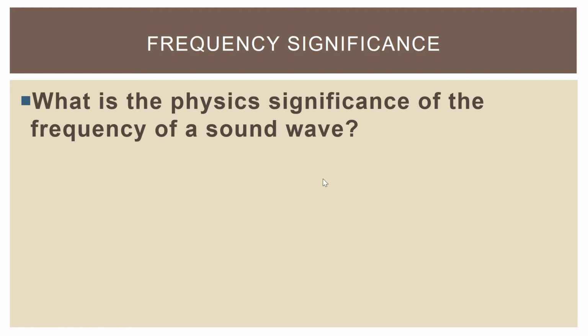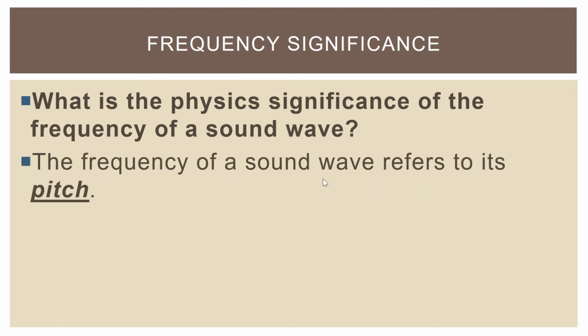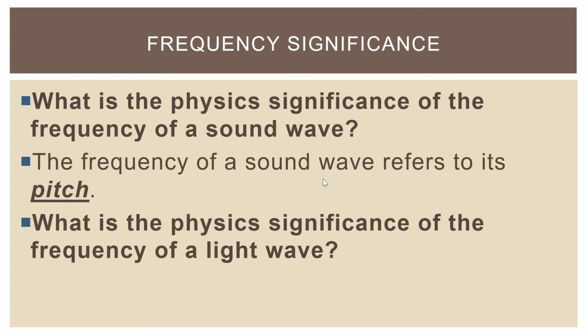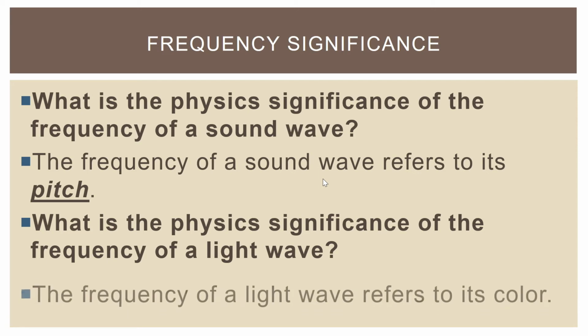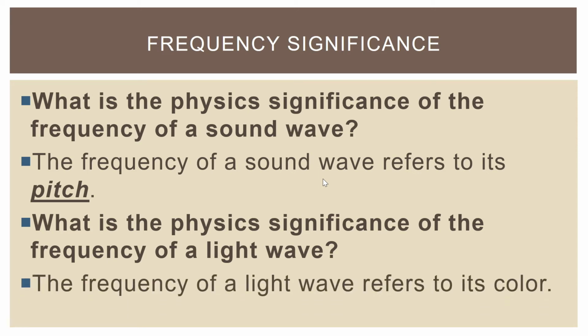Well, the physical significance of the frequency of a sound wave refers to its pitch. Now, of course, we can also ask the question, what is the physical significance of the frequency of a light wave? And as we mentioned in the video about the electromagnetic spectrum and the speed of light and sound, the frequency of a light wave refers to its color. These two points are very important.